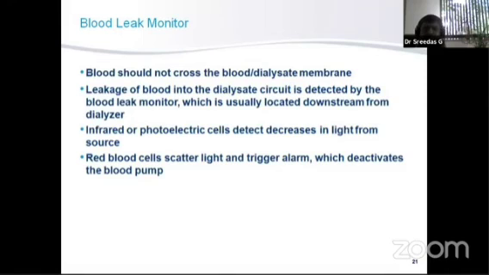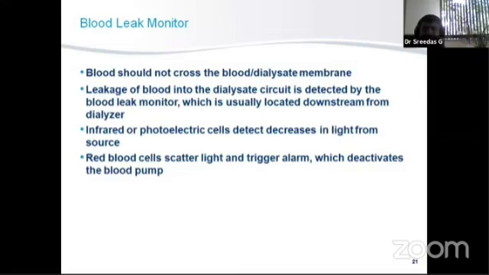Now, blood leak monitor is the last component of the dialysate circuit. So the dialysate circuit ideally doesn't contain any blood because the membrane is intact. And if the membrane ruptures, the blood comes into the circuit. That means you have to stop the treatment and change the dialyzer. So how does the machine detect blood?